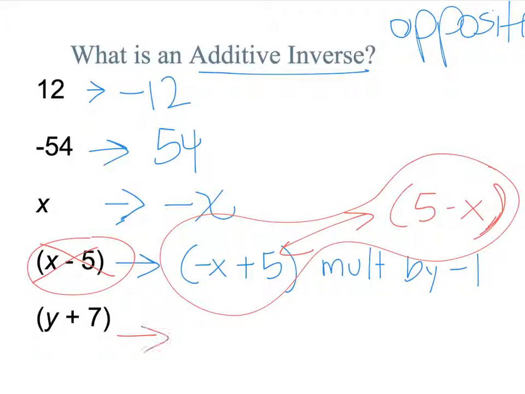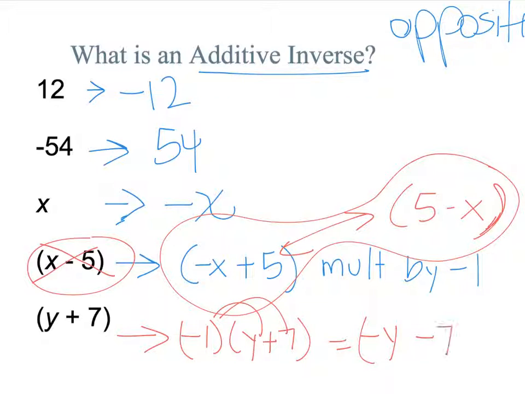So if I were to deal with y plus 7 and I multiplied it by negative 1, and used the distributive property, I would get negative y minus 7. And I could, of course, rearrange that as negative 7 minus y as well. So you need to be able to recognize the difference.